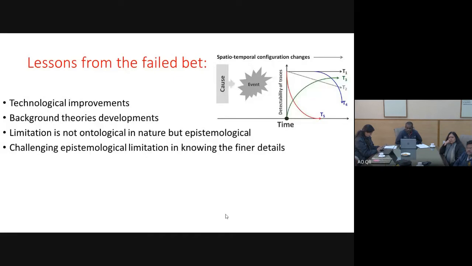Another important improvement is in the background theories. So one can relate the melanosomes to the color using the technological improvements. Okay.